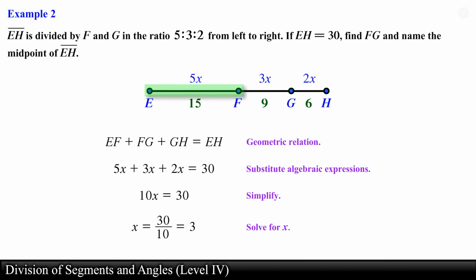Notice that line segment EF has the same length as segment FH. They are both equal to 15. This means that point F is the midpoint of segment EH, since it divides segment EH into 2 congruent segments, and this is our final answer. Alright, let's try the next example.